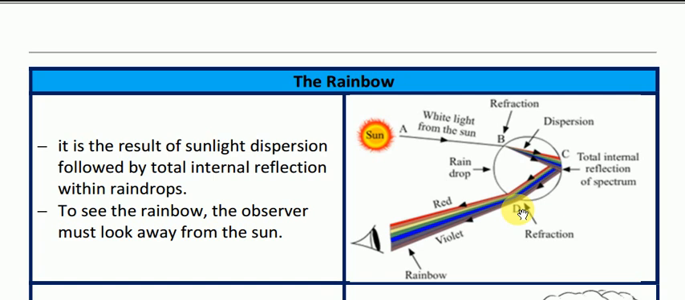To see the rainbow, the observer must look away from the sun. The observer receives only a narrow pencil of rays from each drop, only one color. The whole rainbow is the result of rays received from a bank of drops at increasing angle to the observer's eye.